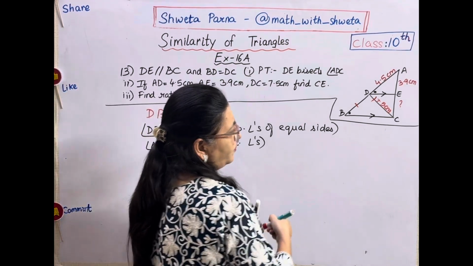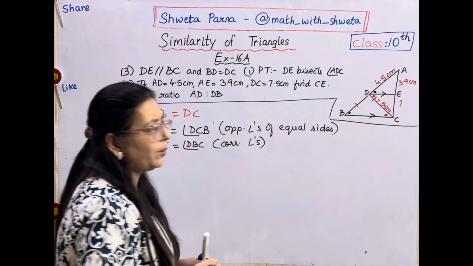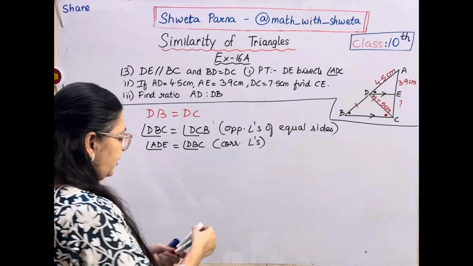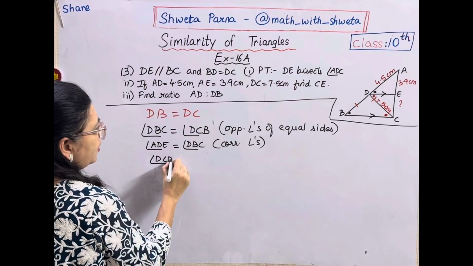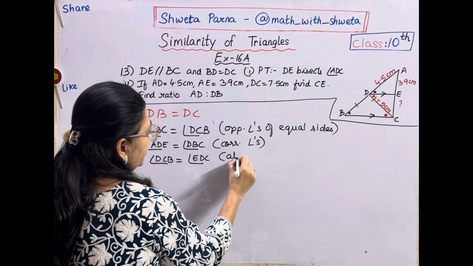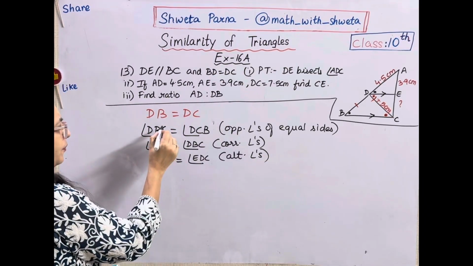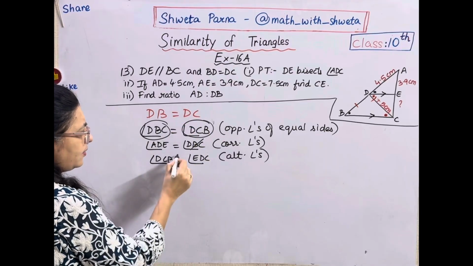Okay. Now, see here. This angle and this angle will also be equal. Since the lines are parallel, these two angles are alternate angles. So, angle DCB is equal to angle EDC. Alternate angles. Correct? That means if DBC and DCB are equal, this and this are equal.